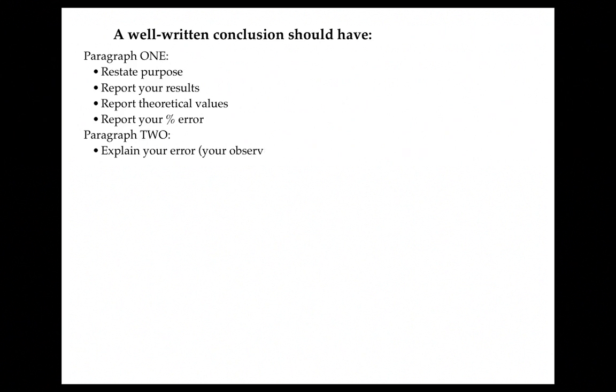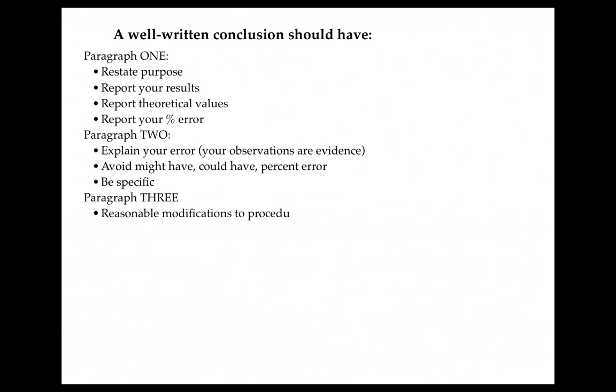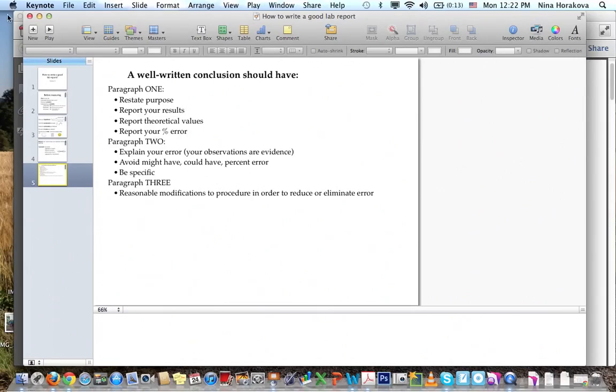So, a conclusion should ideally have 3 paragraphs. In the first paragraph, you focus on your key results and outcomes. In the second paragraph, you evaluate your experiment by discussing your sources of error. In the third paragraph, you focus on how you could make this experiment better.